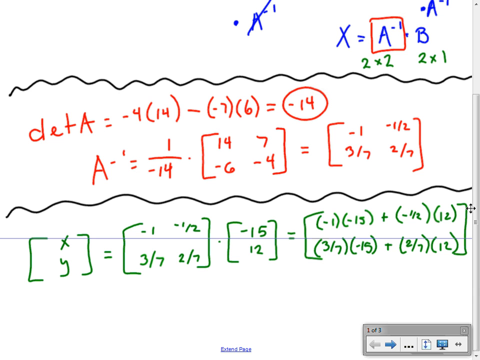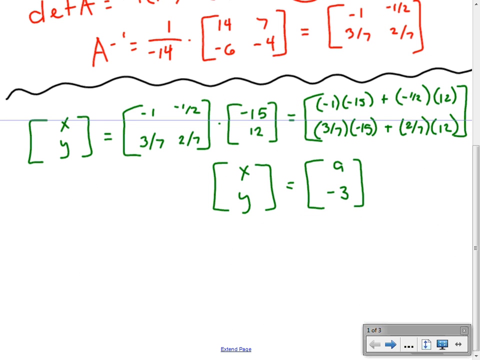Then we calculate what these rows give us. Our top row, when we type that into our calculator, gives us 9. The bottom row is negative 3. So our solution to the system we started with is 9, negative 3, and we can write that as an ordered pair. So that is the inverse method.